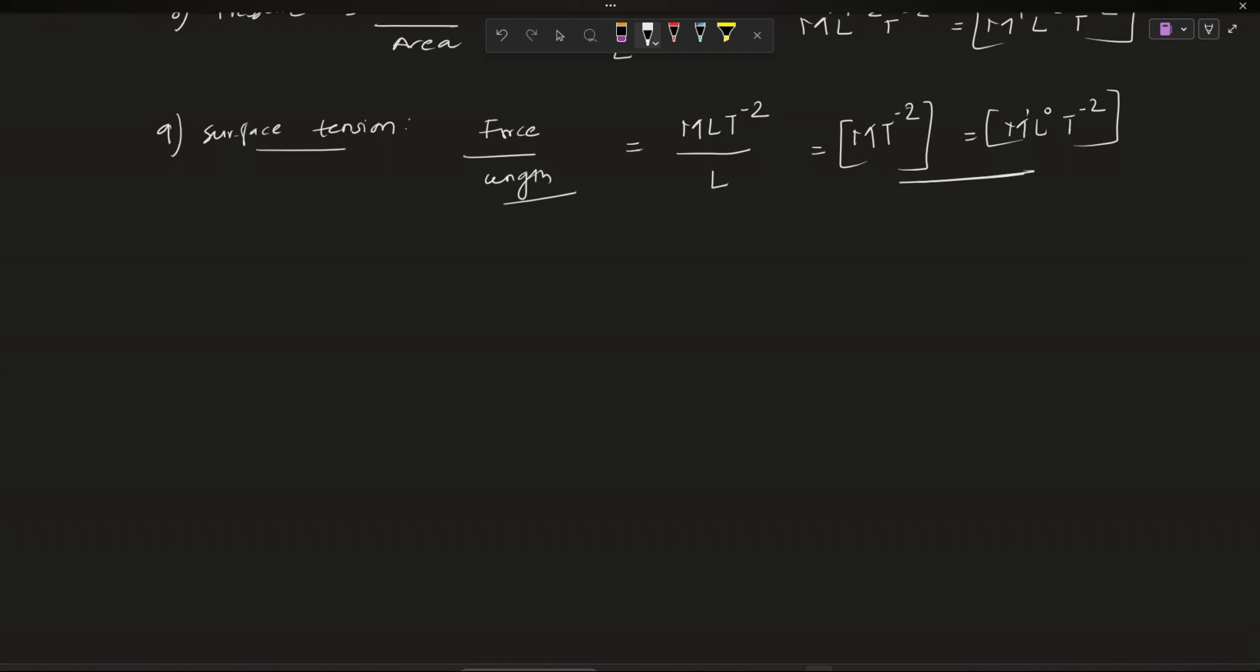There are n number of things of which you can create the dimensions. Like in exams it comes: find the fundamental quantities, find the dimensions of torque. What is a torque? Torque is nothing but force into distance. Now you know the force is M L T to the power minus 2 and distance is L, so it becomes M L square T to the power minus 2. So this is the dimension of torque.